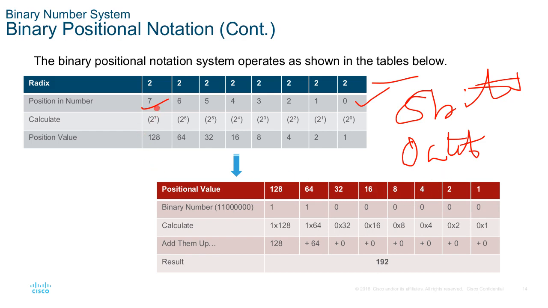If you do the conversion, this is what you get. A bit at position 7 is equivalent to 128 in decimal. A bit at position 6 is 64, because we are raising 2, which is the base, to the power of the positional value of that bit at that particular position.